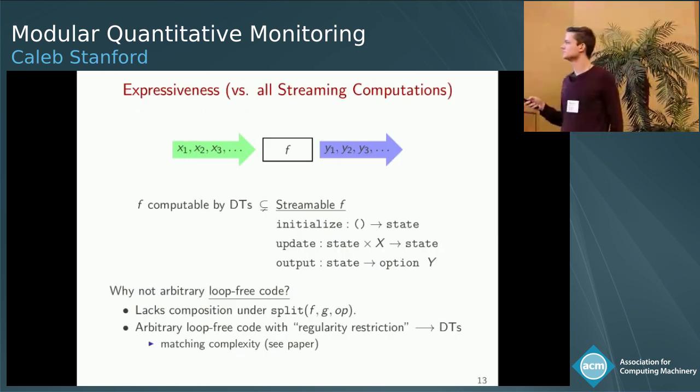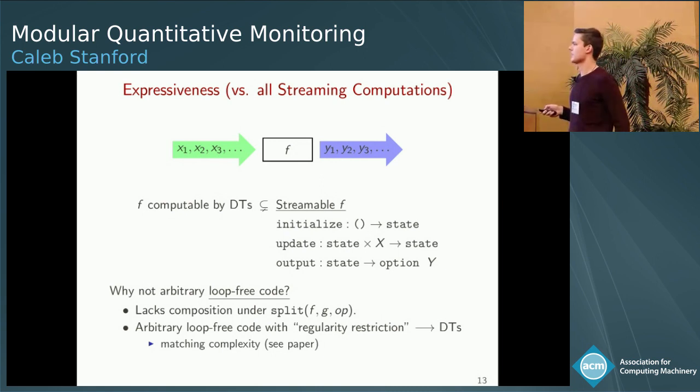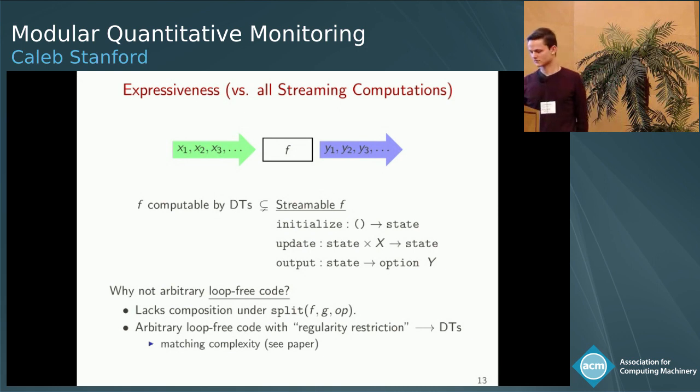Let me briefly mention expressiveness. You can ask, what is the expressiveness compared to general streaming computations? General streaming computations could be described, for example, by an initialize, an update, and an output function, which we imagine are given by loop-free code. It turns out that general streaming computations are not closed under the split function, which means they're not compositional. So you could not actually write a compiler using these general streaming computations because you would not be able to compose them with an operation like split. But if you add a regularity restriction, which we define in the paper, then you can map these to data transducers and get no blowup. So you can match exactly the complexity of general streaming computations subject to this restriction using data transducers.